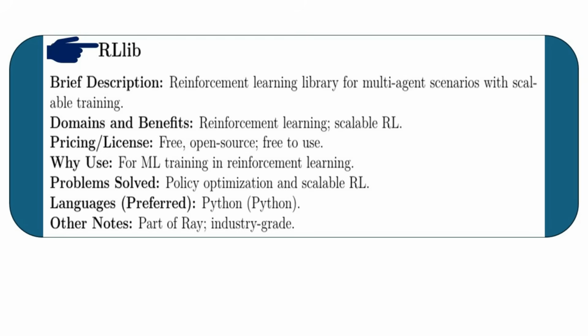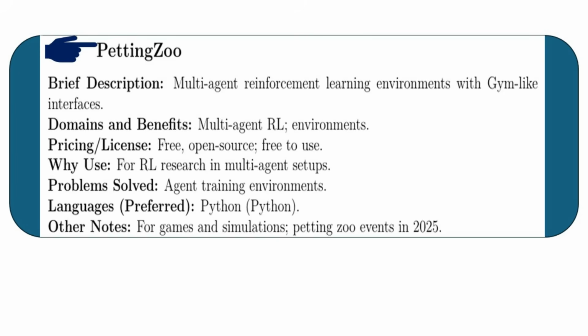RLlib: reinforcement learning library for multi-agent scenarios with scalable training. Reinforcement learning is the domain area, and the benefit is scalable RL. It is free, open source, free to use. For ML training in reinforcement learning, generally for policy optimization and scalable RL. Python is the preferred language. Part of Ray, industry grade.